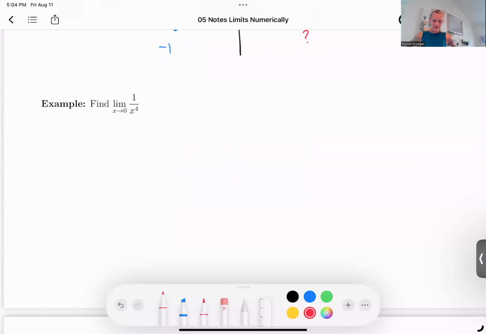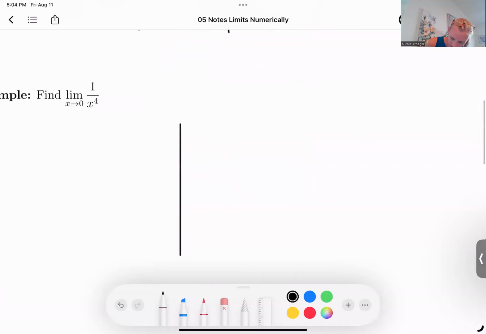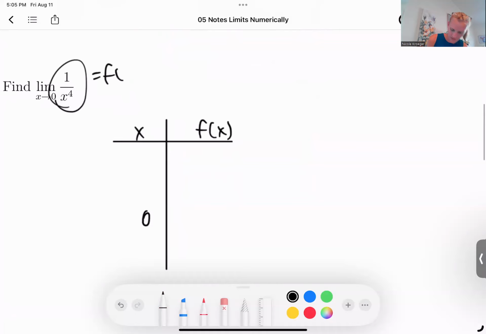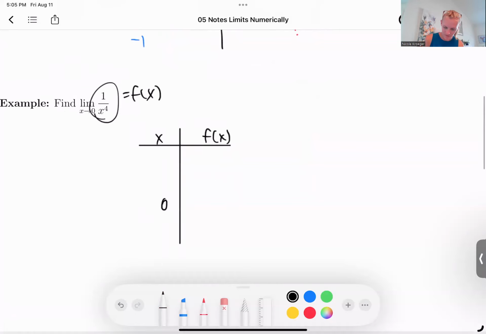Okay, and let's do one more example for this video. So go ahead and try this one on your own. The limit as x approaches 0 of 1/x⁴. Notice that this one is not a left or right hand limit, so I'm going to put 0 in the middle. My function is 1/x⁴, and I need numbers both bigger and smaller than 0.